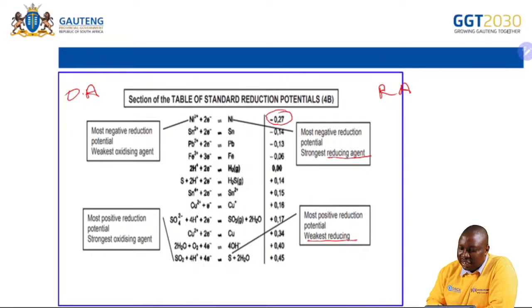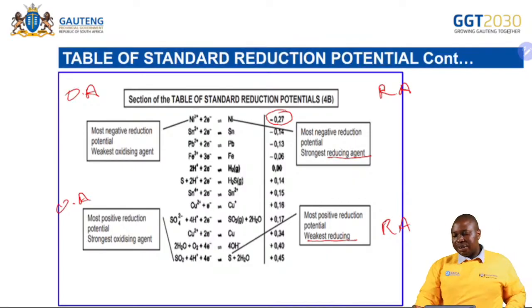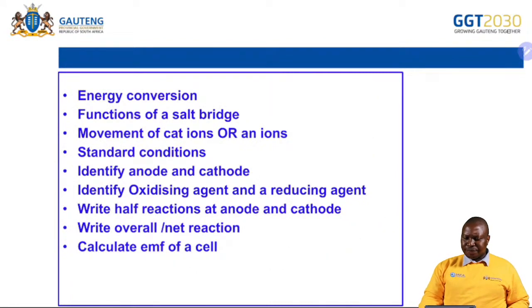So as you move like that, remember on the right we have reducing agent, on the left we have oxidizing agent. What differs is the strength, and you look at the arrow to show which one is more positive or more negative. I hope I've stayed on the table and explained it, and I'm hoping it's going to help you when you write your exam.